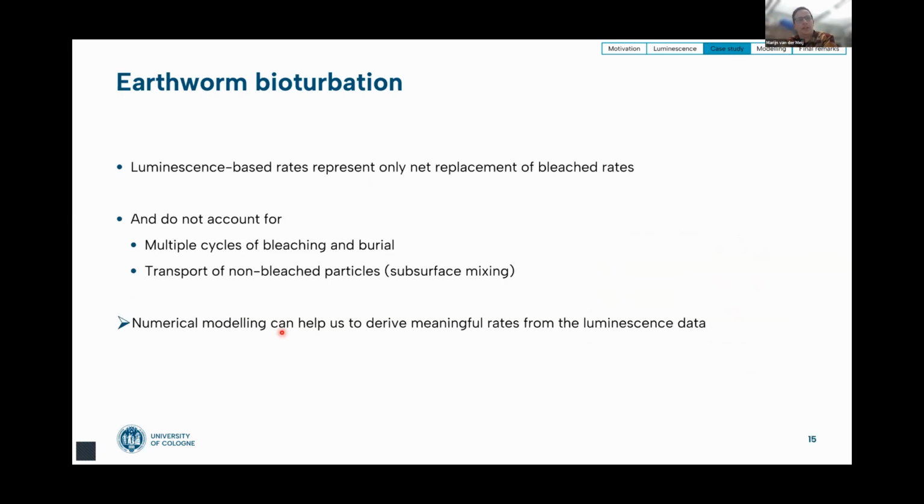This means that the luminescence-based rates that we have do not really represent the actual total mixing process, but only the net replacement of bleached grains. We can measure the time it took for a single grain to come from the surface towards a certain depth. But these data do not account for multiple cycles of bleaching and burial, which we also expect to occur. They also don't account for transport of non-bleached particles. You also have a lot of subsurface mixing, which doesn't affect the luminescence age, but only the location of these grains in the subsurface. So we know that much more is going on in the background than we can actually measure with luminescence. We can try to use numerical modeling, so process modeling, to derive meaningful rates from this luminescence data.